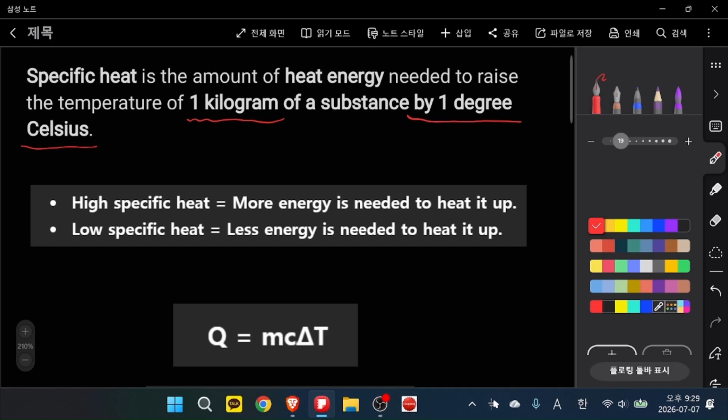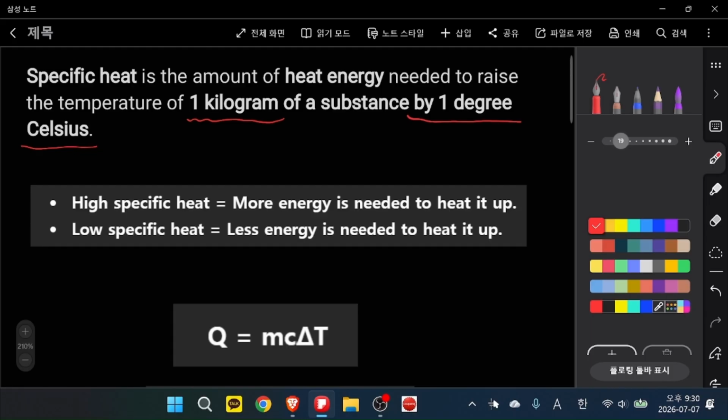Now let's compare two materials. Imagine we have 1 kilogram of water and 1 kilogram of iron. We want to increase the temperature of both by exactly 1 degree Celsius. Will they need the same amount of heat energy? No. Water needs much more heat energy than iron. That means water has a higher specific heat. Iron heats up much more easily because it has a lower specific heat.